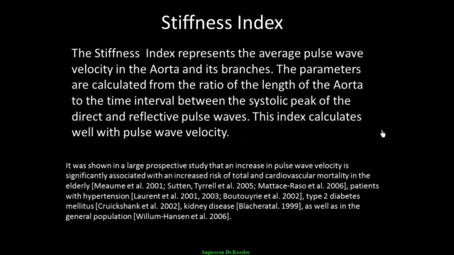So the stiffness index represents the average pulse wave velocity in the aorta and its branches. The parameters are calculated from the ratio of the length of the aorta to the time interval between the systolic peak of the direct and reflective pulse waves. This index correlates well with pulse wave velocity. It was shown in a large prospective study that an increase in pulse wave velocity is significantly associated with an increased risk of total and cardiovascular mortality in the elderly.